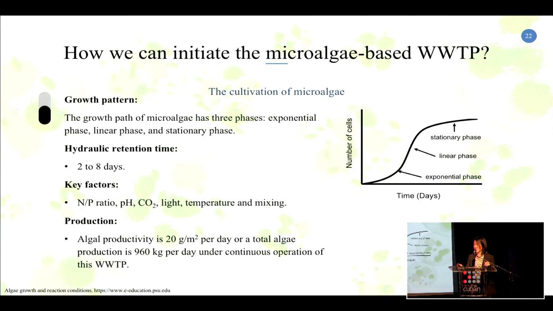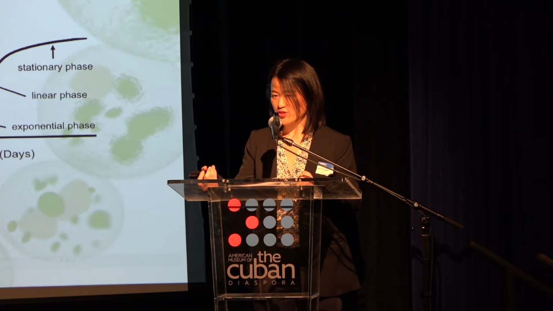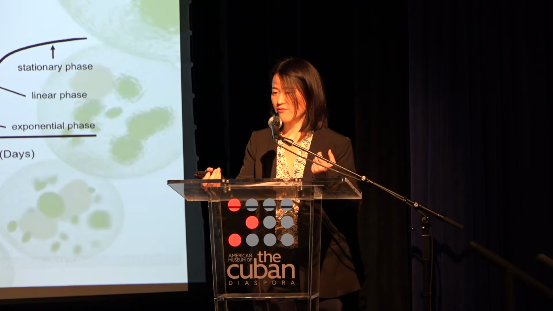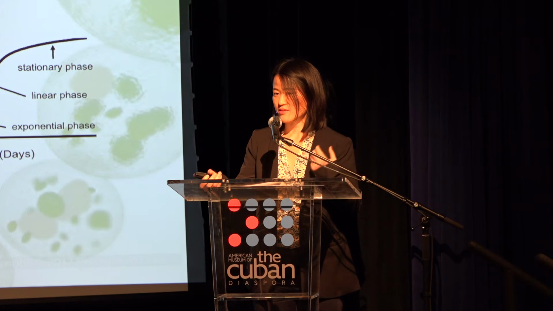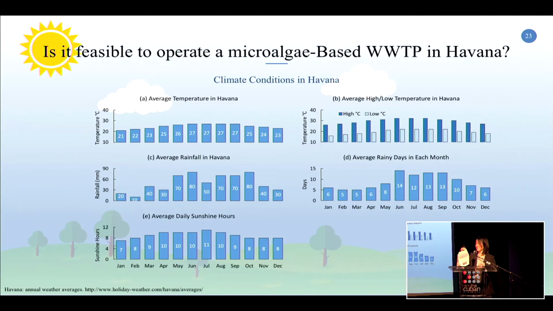To make sure the plant works the best, we need to check the conditions of the wastewater treatment plant because the algae require a specific environment to grow, and the main factors that affect microalgae growth include the light and temperature. And because the high rate algal pond is an open pond, the light and temperature will depend on the ambient conditions. And we look into the climate conditions in Havana City.